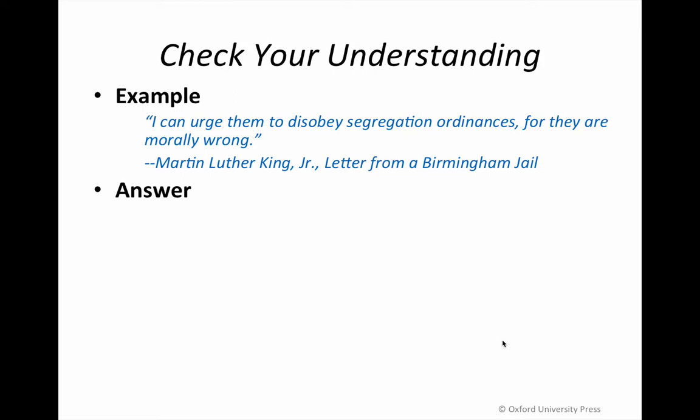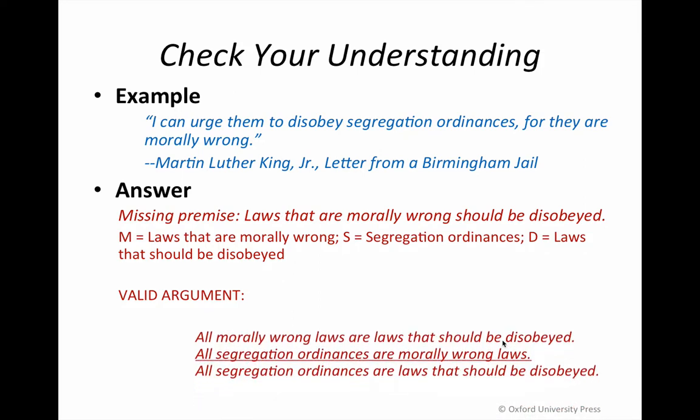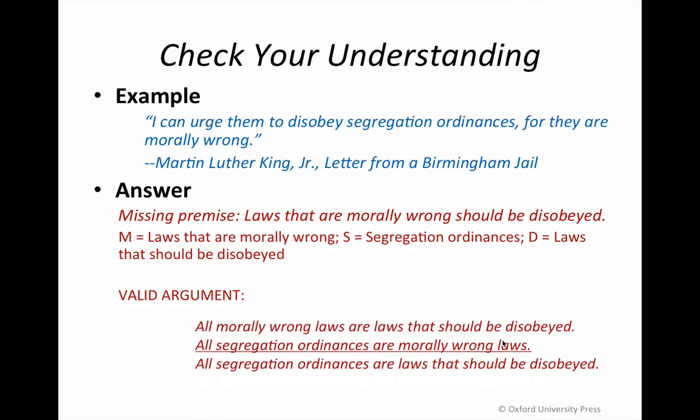So now we have a premise and a conclusion. All segregation ordinances are morally wrong laws. And the conclusion, all segregation ordinances are laws that should be disobeyed. What's missing? What's missing is laws that are morally wrong should be disobeyed. Let's see how this plays out. All morally wrong laws are laws that should be disobeyed. All segregation ordinances are morally wrong laws. So, all segregation ordinances are laws that should be disobeyed.